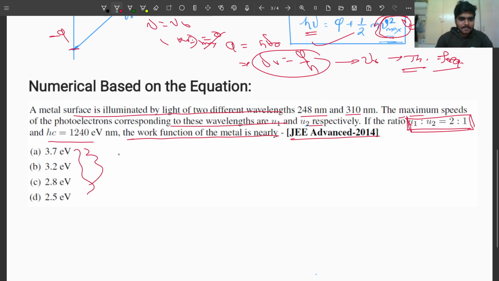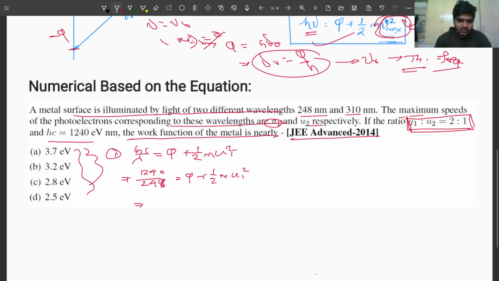So let's write for the first case. It is given 1240 by 248 nanometer. So hc by lambda equals phi plus half m u1 square. For this it is u1, so we have to write u1 square, and hc equals 1240, and this is 248, equal to 5 plus half m u1 square. So 1240 by 248 is 5, and this is half m u1 square.